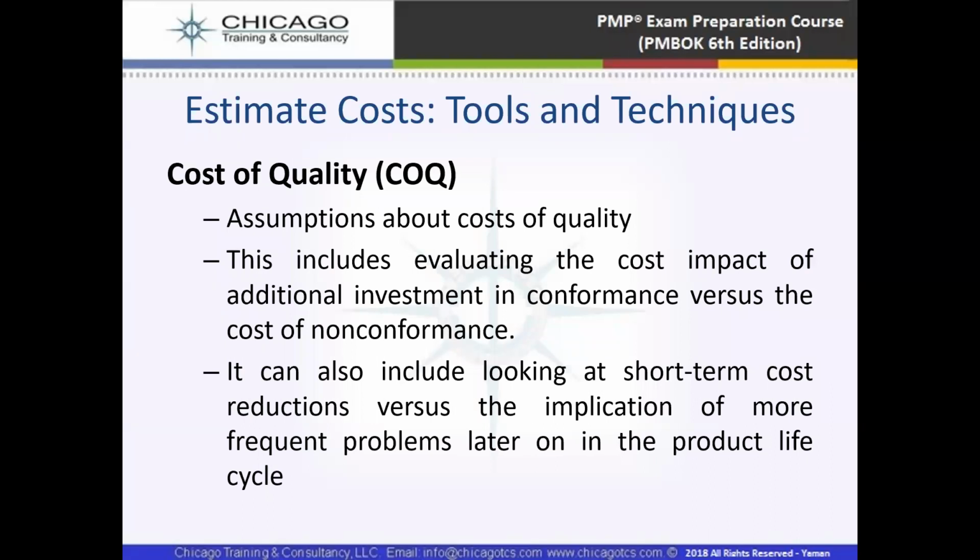It means, if we have some NCRs, non-conformance reports, highlighted in our previous projects, saying that this quality is not achieved, so we are going to evaluate the cost impact of additional investment in conformance versus the cost of non-conformance. It means if the additional investment is in conformance based on the cost of non-conformance, that it was not conformed before to the cost of quality.